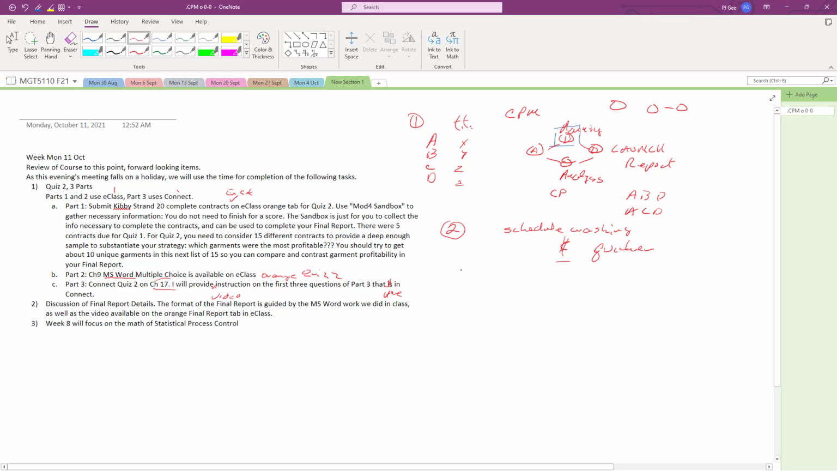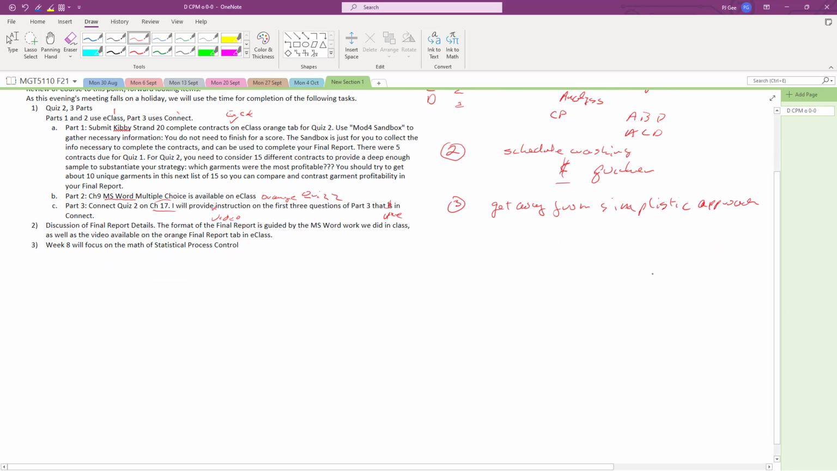Now the third version of it has to do with the fact that in both cases 1 and 2, we want to get away from a too simplistic approach to these networks, where we only have one simple integer number of, say, weeks it takes to get through a task.